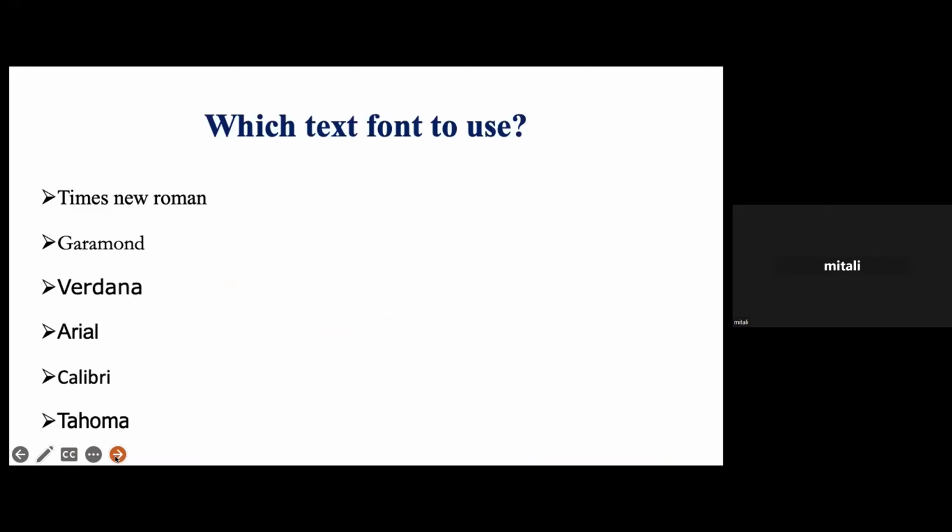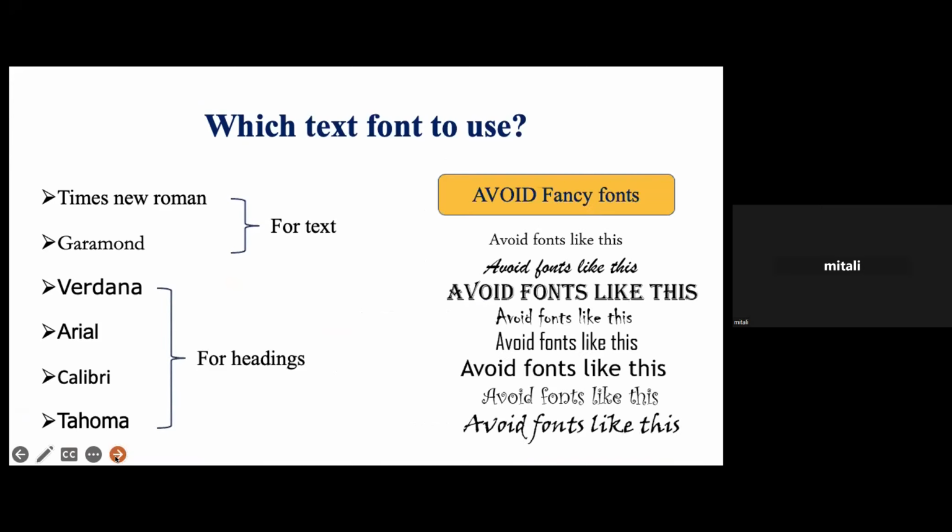To have clear and readable slides, Times New Roman and Georgia are the commonly used fonts for text. Verdana, Arial, Calibri, and Tahoma are the commonly used fonts for headings. However, try to avoid fancy fonts like these, which just look fancy, but they are very difficult to read for the audience.